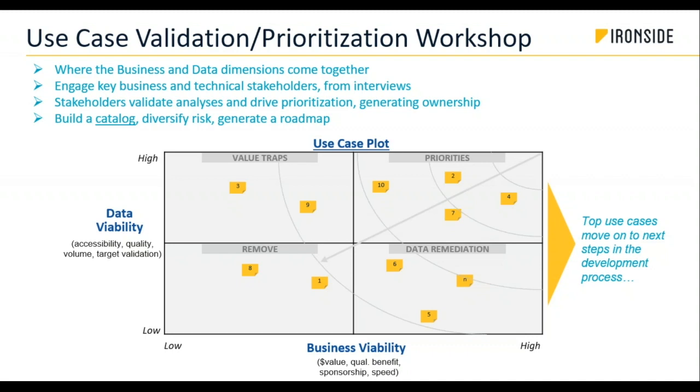Upper right-hand side, of course, those are going to be the priorities: high business value, high data viability. Lower left side, neither. So let's remove those. But the other two corners have some interesting outcomes. So Pam, I'm going to let you talk about those quickly. Yeah, just the value traps.